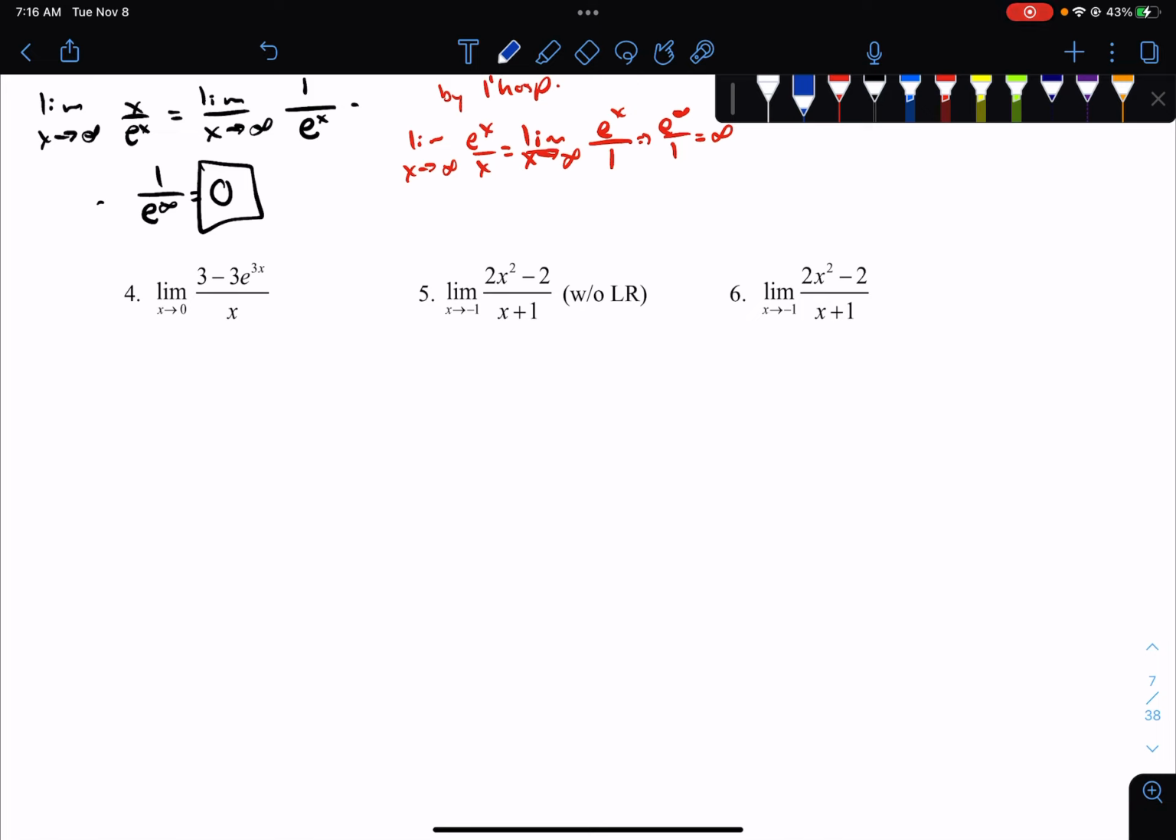So the limit as x goes to 0 of 3 minus 3e to the 3x over x. So what I normally do is I plug 0 into the top and I draw myself this little arrow, because when I plug 0 into the top, I end up with 3 minus 3, and that goes to 0. When I plug 0 into the bottom, that goes to 0. That's not enough for the AP test, but that's enough for me to know that I can use L'Hopital without doing a whole bunch of algebra and writing. I know the top goes to 0, bottom goes to 0.